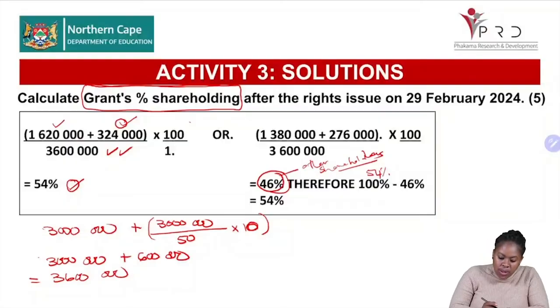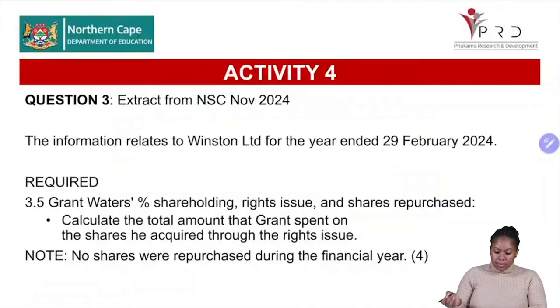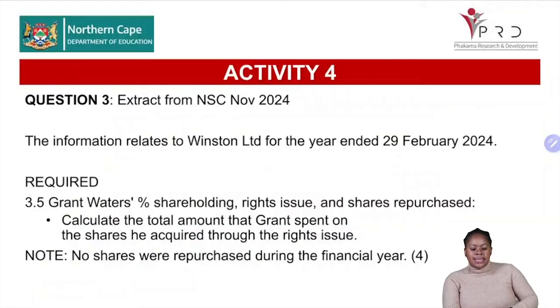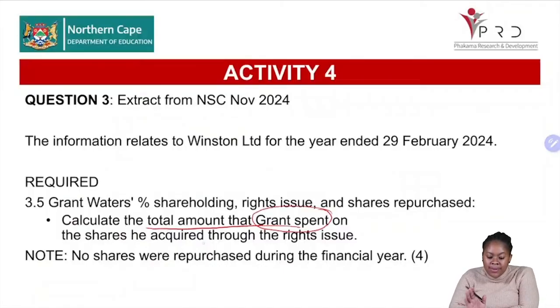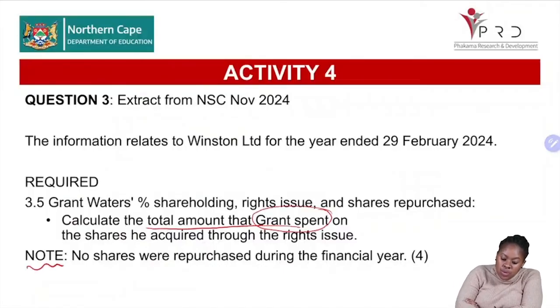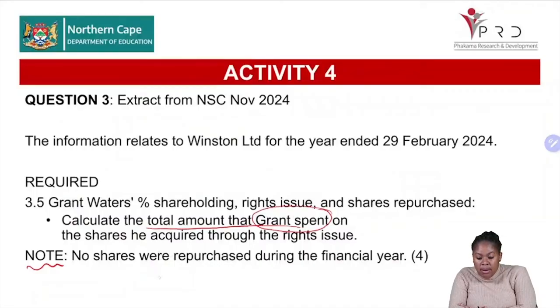All right, so let us go on to the next activity. The next activity says calculate the total amount that Grant spent on the shares he acquired through the rights issue. And it further says, and it's very important to read, no shares were repurchased during the year. So you can use the information as is. I will give you 3 minutes just to attempt this question, and then I'll see you after 3.